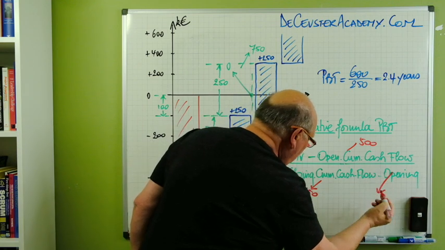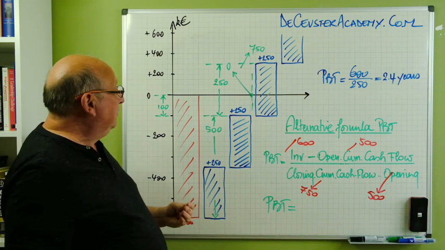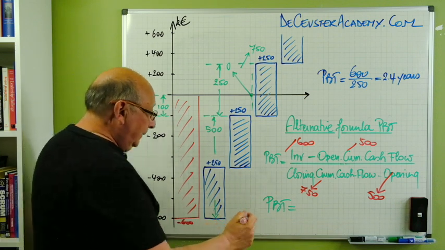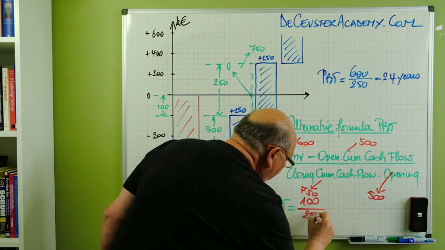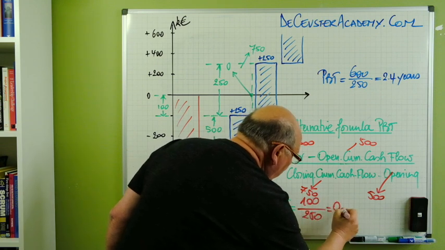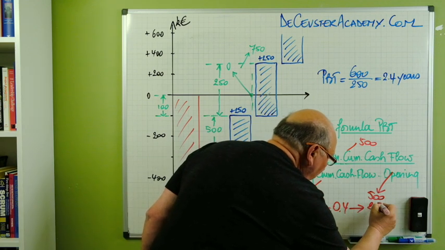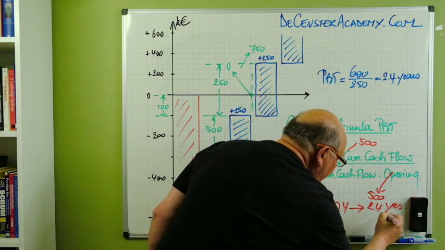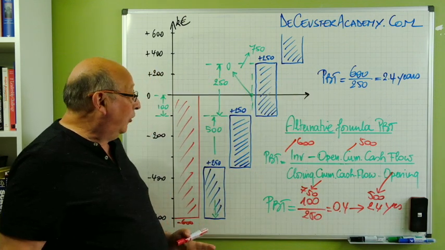So we find the 500, and we see that the payback time now can be calculated by the 100 divided by 250, which is also 0.4. So we find that the payback time is 2.4 years. Exactly the same value that we had before.